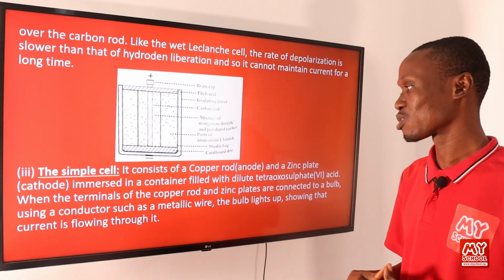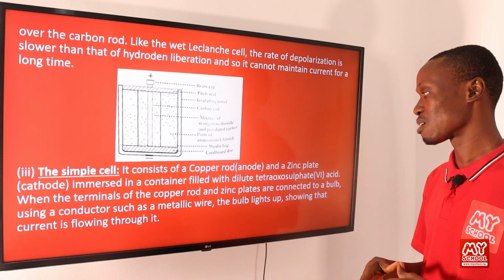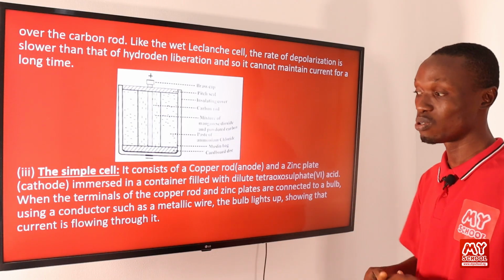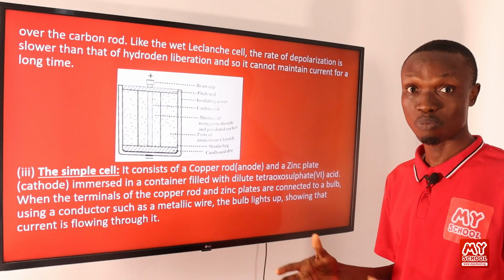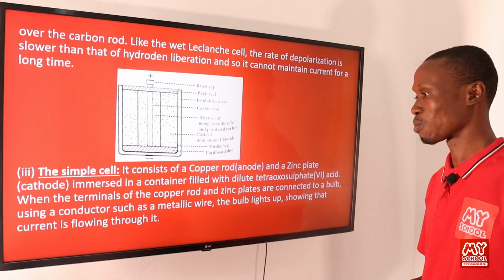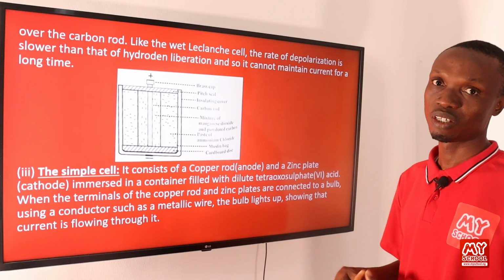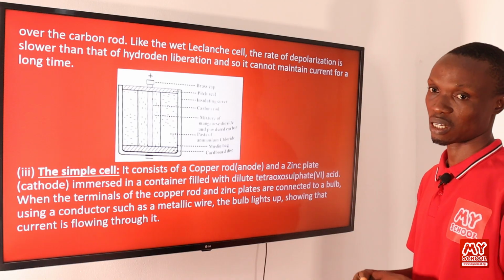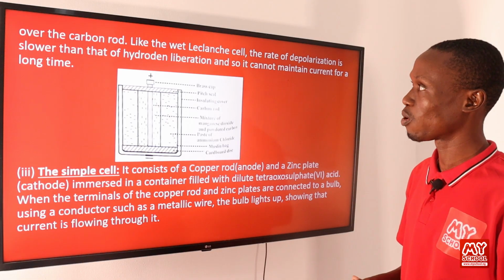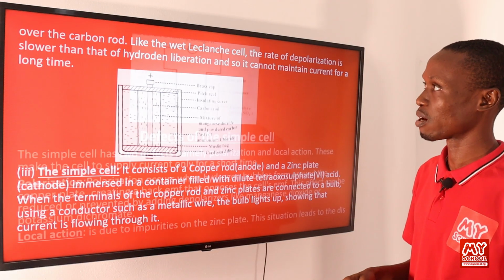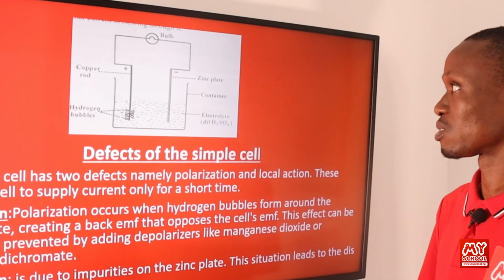So when the terminals of the copper rod and zinc plates are connected to a bulb using a conductor such as a metallic wire, the bulb lights up, showing that current is flowing through it. So let's move to the next slide so that we can see the diagram of the simple cell. So this is the diagram of the simple cell.